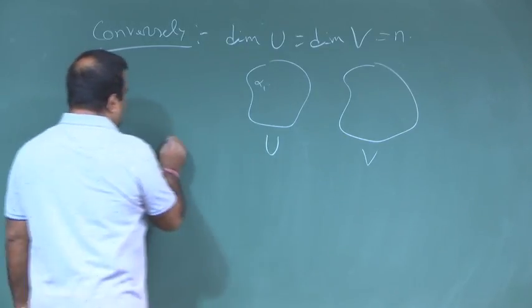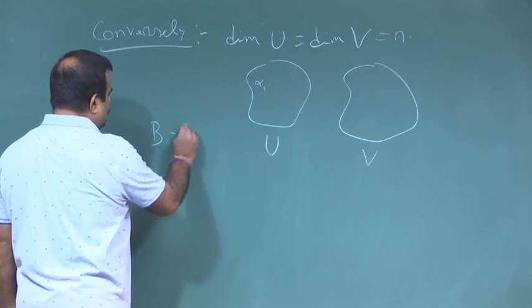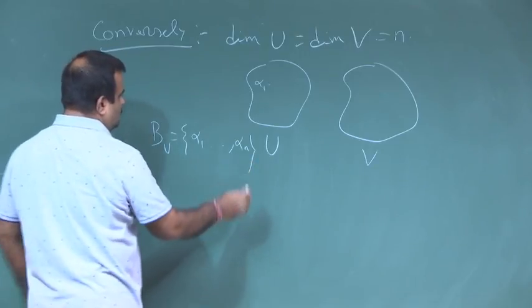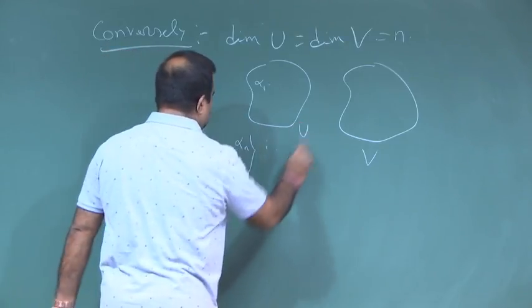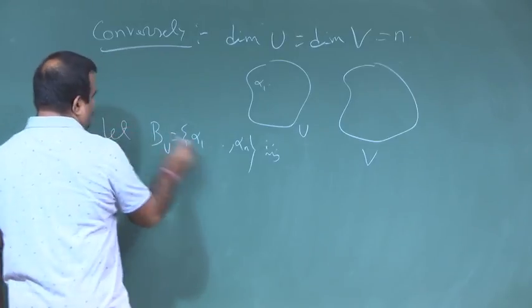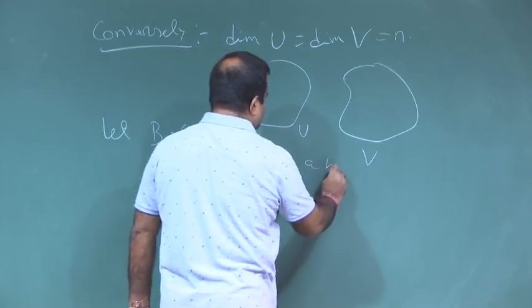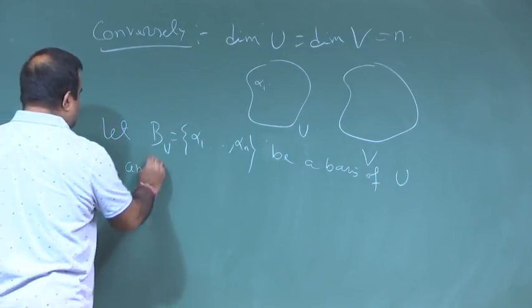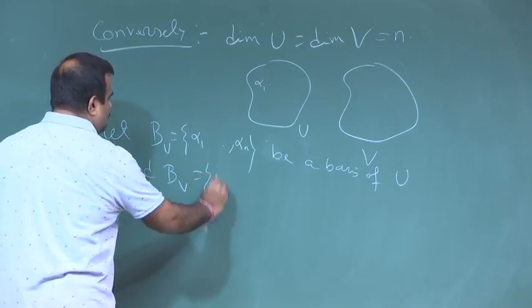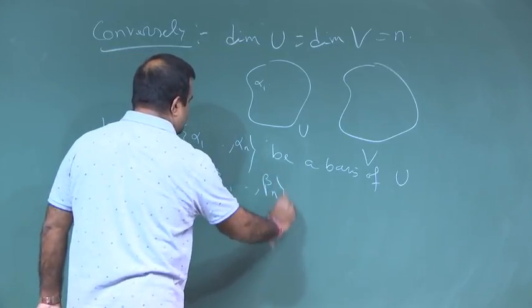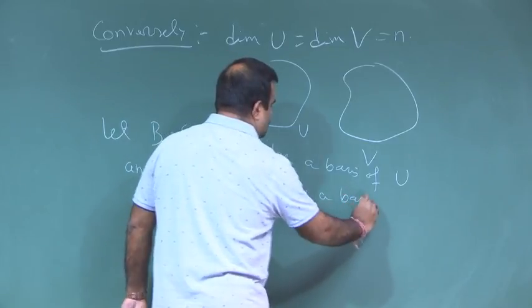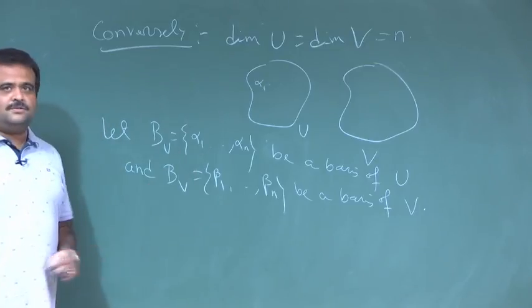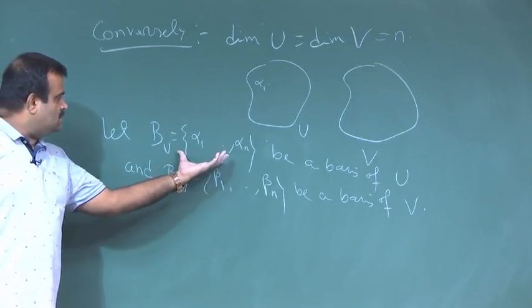So, say B U equal to alpha 1, alpha 2, alpha n is the basis of U. So, this is U. Let B U be a basis of U and B V, we take beta 1, beta 2, beta n, be a basis of V. They are the same dimensional, so the number of vectors in the basis will be the same and that is n. So, this is a basis, this is a basis.